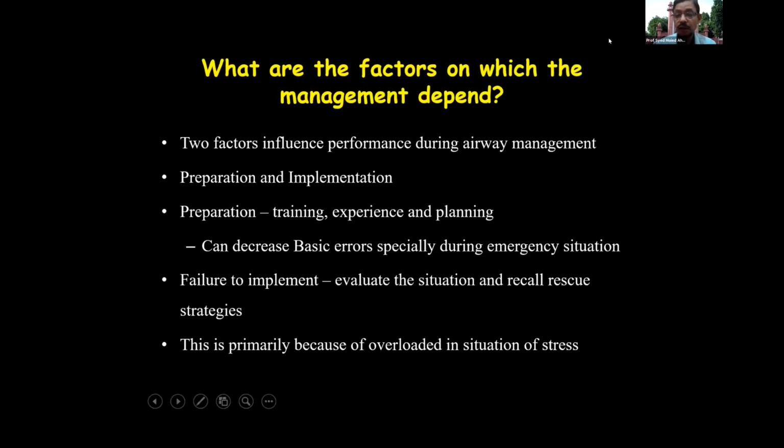So what are the important factors on which the management depends? There are two most important factors which influence the performance during airway management. One is the preparation, the other is implementation. By preparation, what we mean is the training of the person concerned, his experience, and then planning. This can really decrease the basic errors, especially during emergency situations. However, failure to implement can cause disaster.